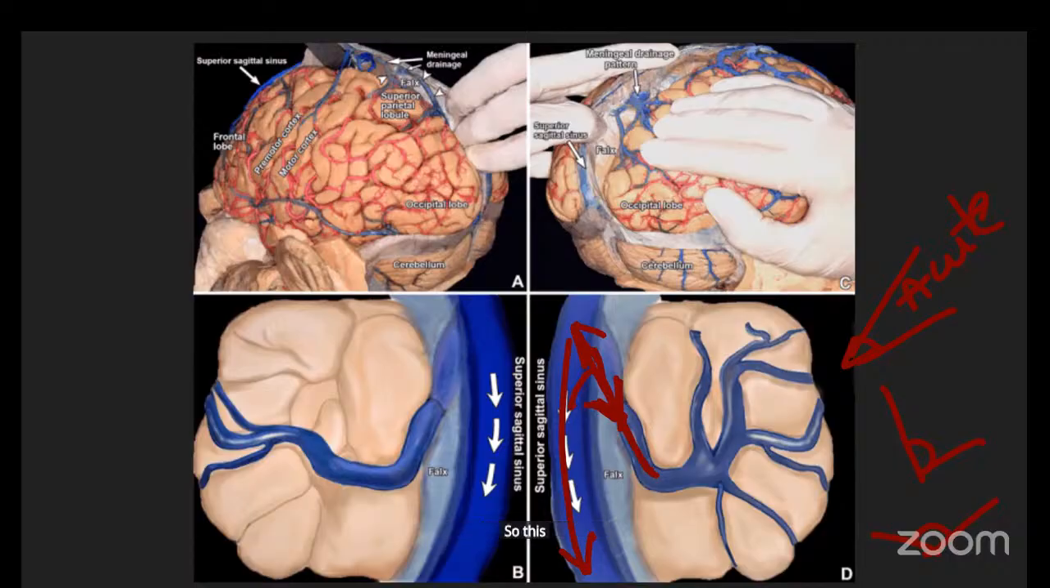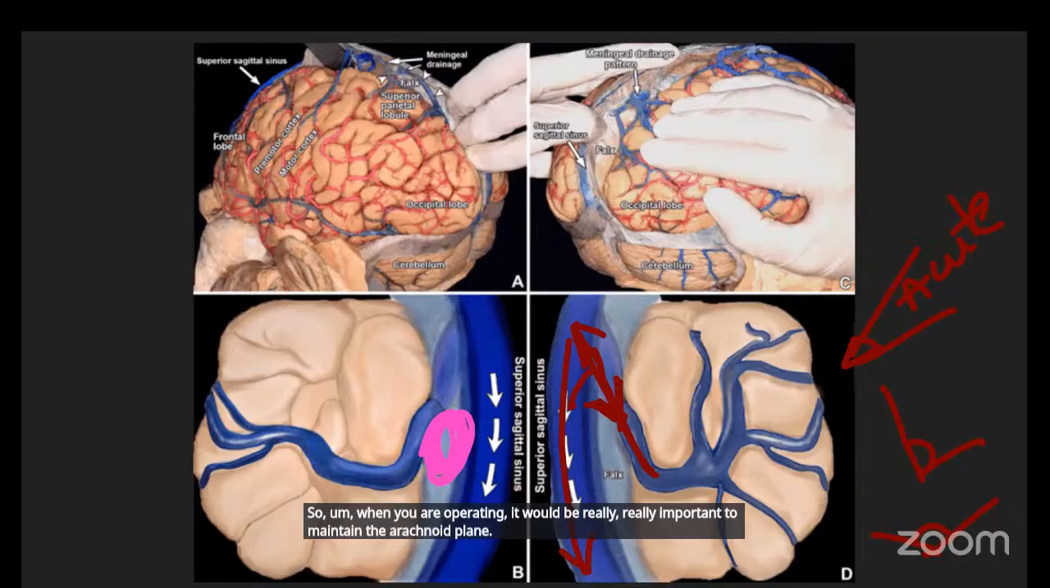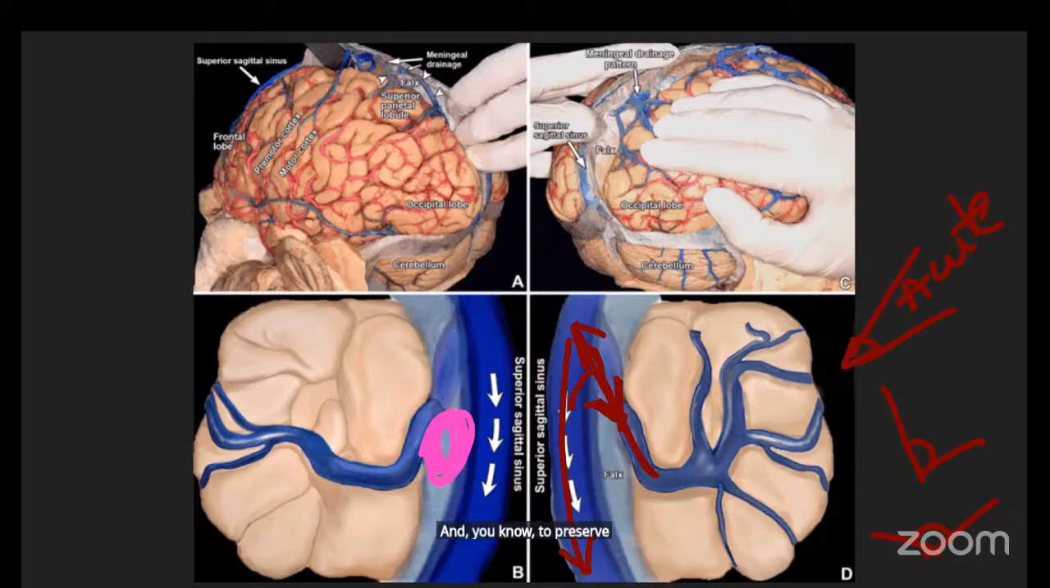So this is important. Apart from that, if there is a tumor going in between here, these veins are automatically going to get pushed either with the surface of the brain or with the bone. So when you are operating, it would be really important to maintain the arachnoid plane and to preserve as much vessels as you can, because a lot of these would not be feeders. A lot of these would be vessels en passant, which just pass.